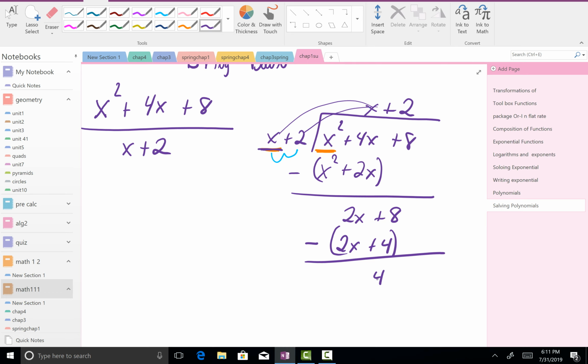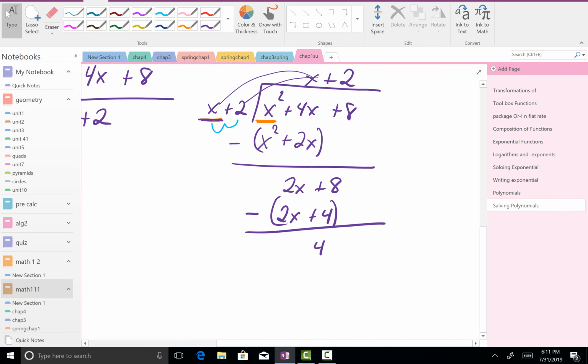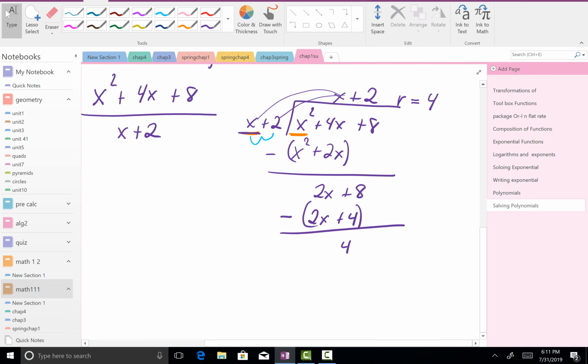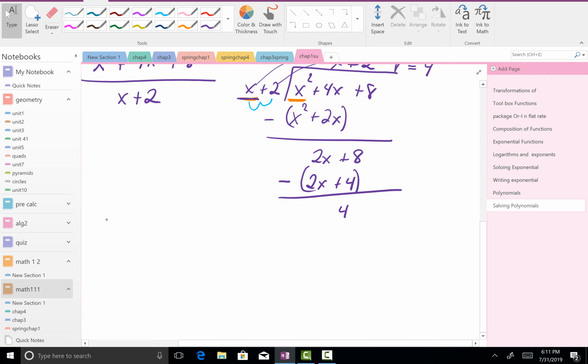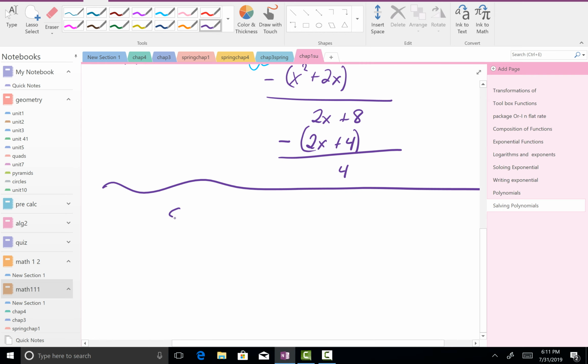So this is done. So then we would say that the answer is x plus 2 with a remainder of 4. All right? And that's okay to say that. And that's polynomial division. Okay? That's how that works. Like I said, I'm not going to spend a lot of time on it because you're not going to use it. We're going to use something different. All right? So what are we going to use? Well, we're going to use something called synthetic division.